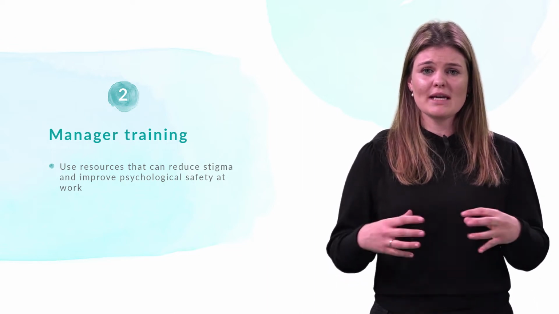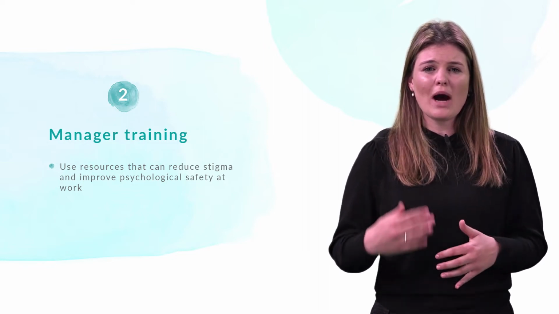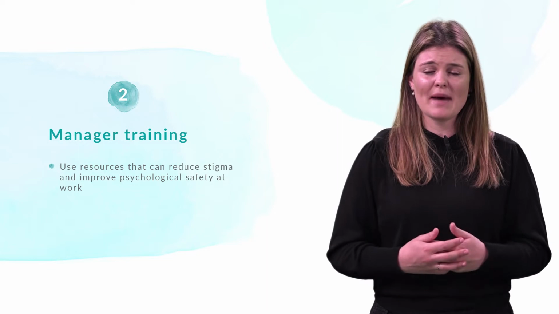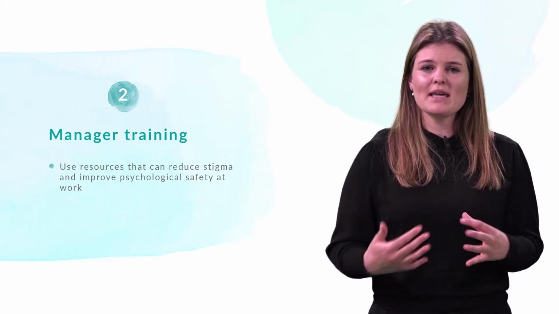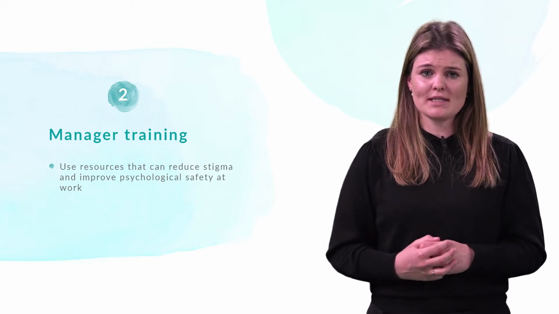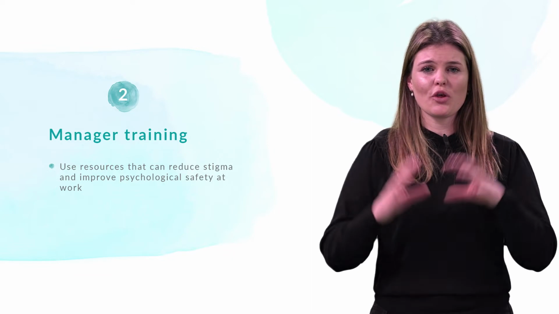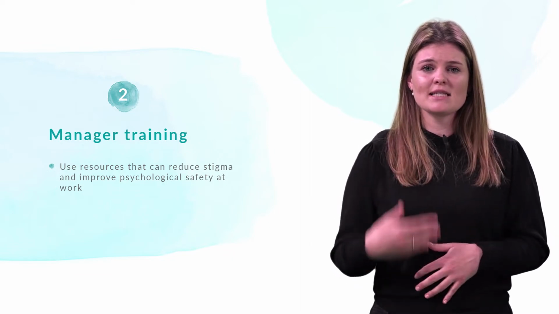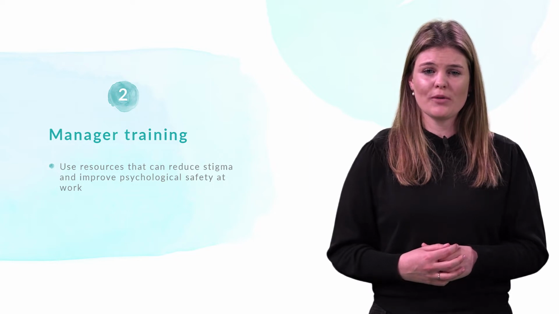Training can include a greater awareness of how to have a conversation with an employee or how to identify the unconscious bias they have, which can lead to automatic assumptions based on someone's race or gender, for example. Training opportunities can also be extended to the whole organization to actively reduce stigma and improve psychological safety at work.